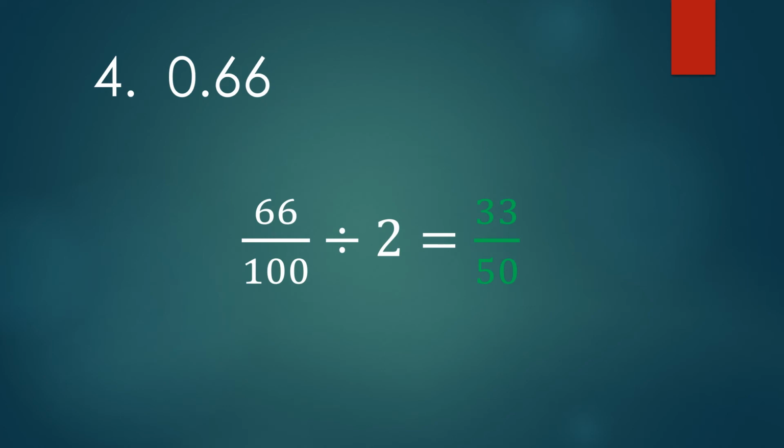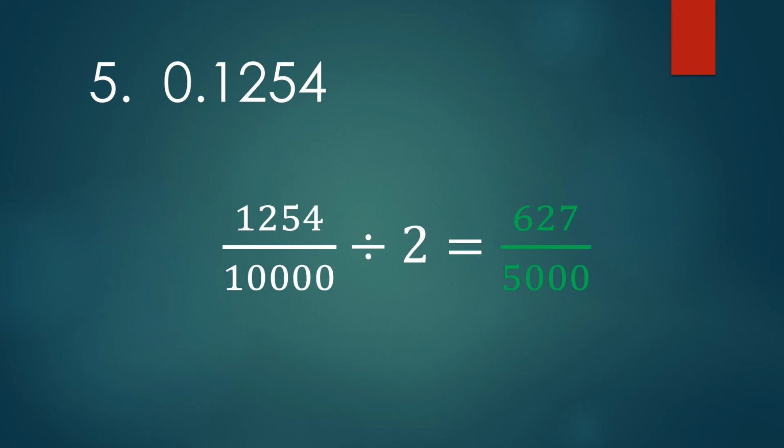Number 4. 0.66. First, recall the place value of the digits after the decimal point. And then next, use base 10 denominator instead of decimal, 66 hundredths. What is the simplest form of 66 over 100? Divide it by 2 and the answer is 33 over 50.